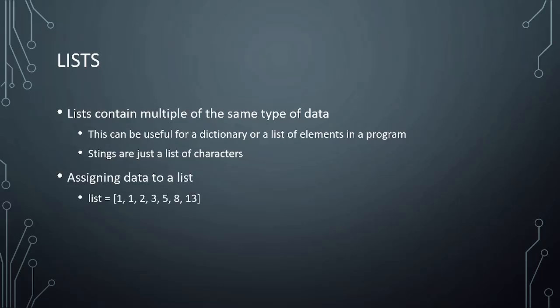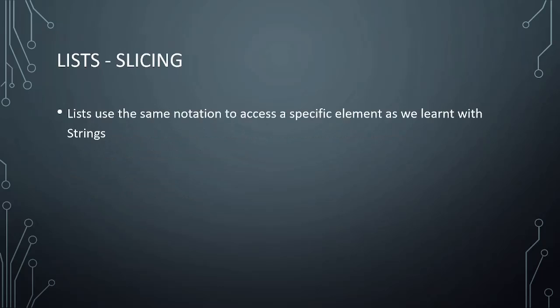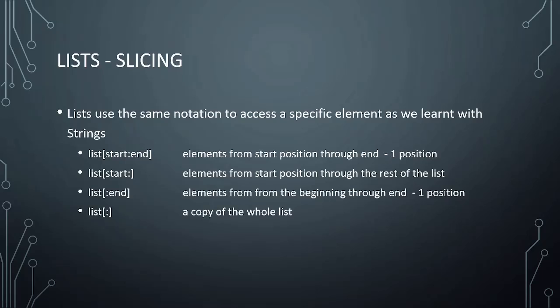So creating a list is quite easy. All you've got to do is write the elements that you want inside square brackets and then assign that to a variable. So let's look at slicing up lists. Because strings are lists, we can use the same notation that we learnt for strings in lists. So if I have a list with a number colon number in my indexes, this will allow me to access the elements from the starting position to the ending position minus 1. And that's the same with all of the other elements as well.